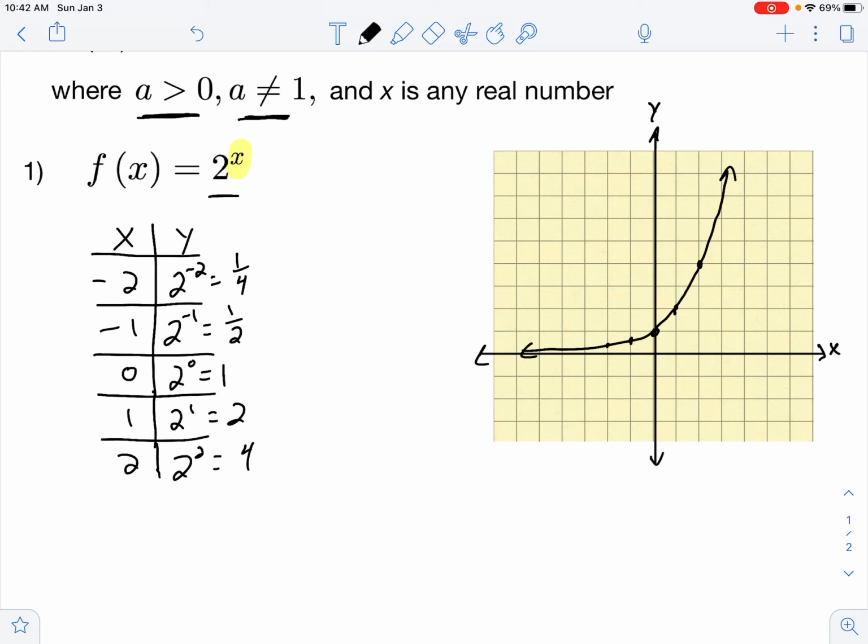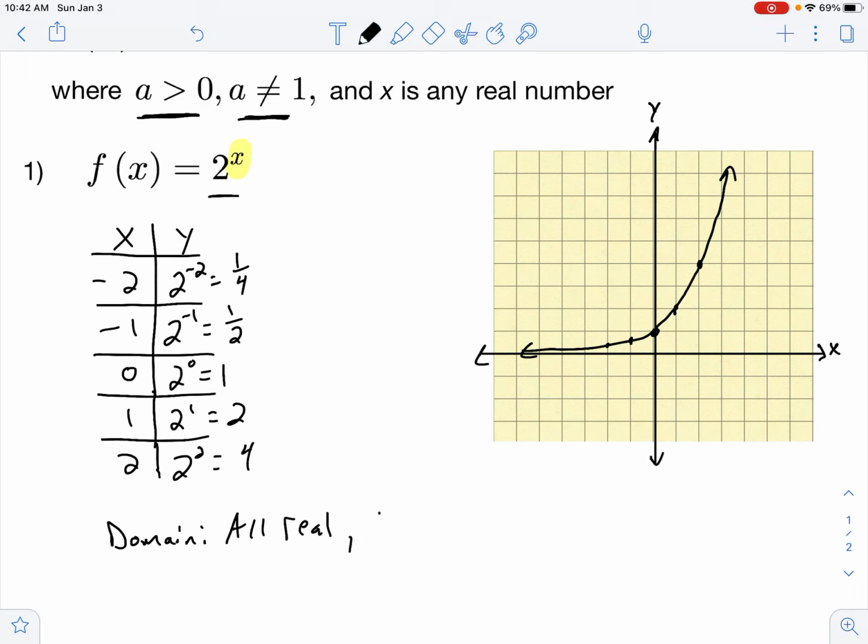So first, talking about domain, you can see that this is going to go forever to the left, and it's going to go forever to the right. So my domain is all real. Now this is true for all the exponentials, assuming we don't have any transformations, which I'll do in the next video.